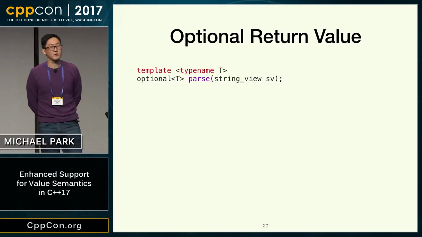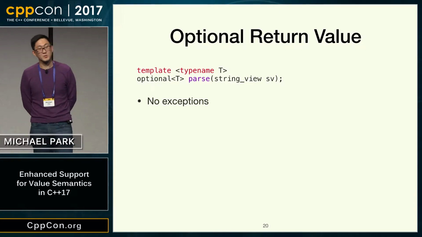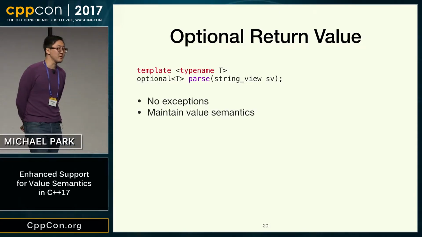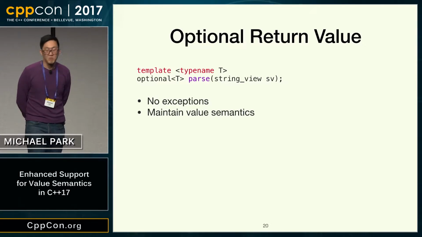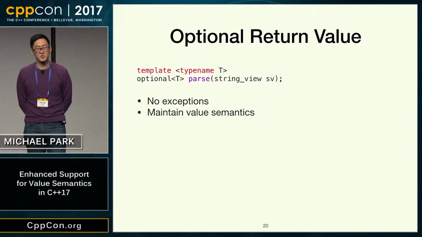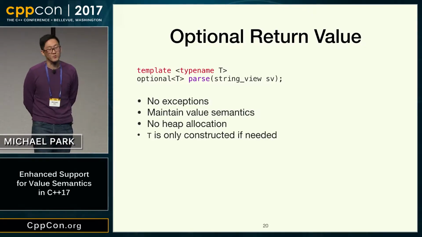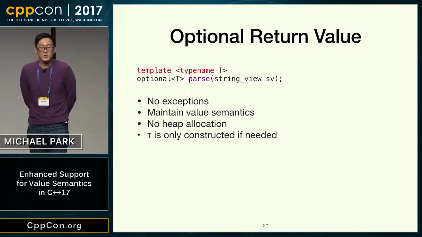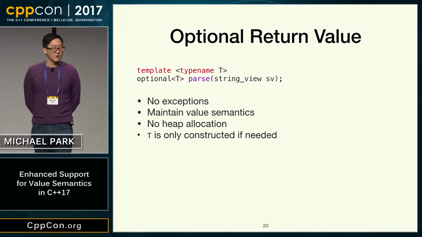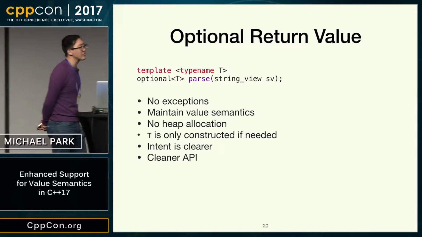So what happens if we introduce optional T as the return value? Well, we don't have exceptions. We maintain value semantics. By value semantics, I mean when we copy the whole value, and it manages lifetime. We don't get heap allocation because optional is not allowed to perform a heap allocation. T is only constructed if needed. And the intent is clear, and we get a cleaner API.